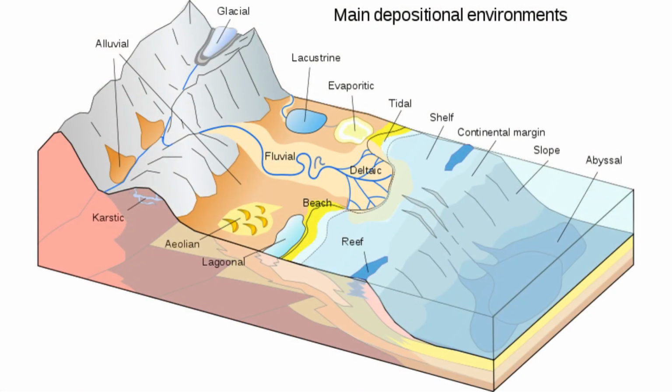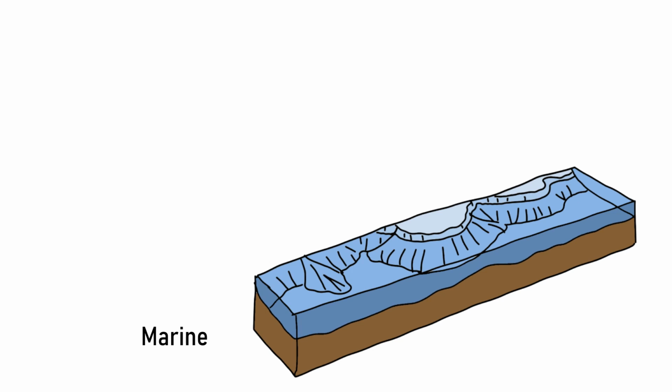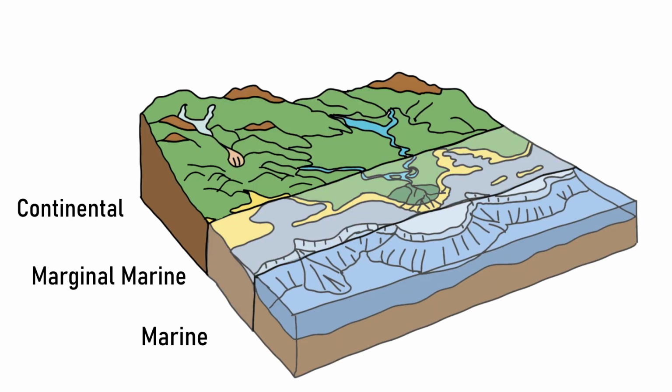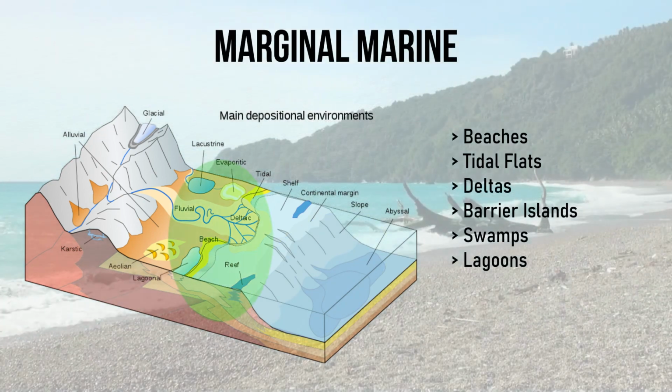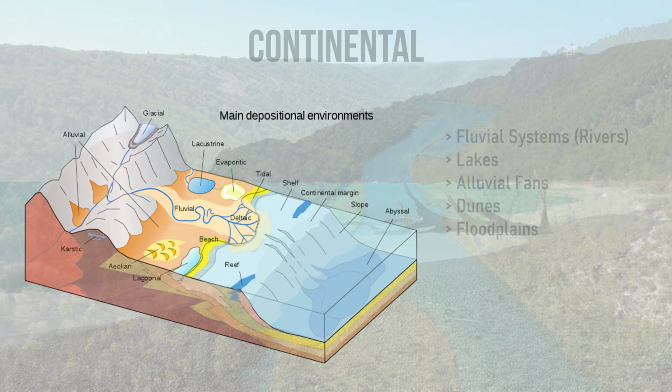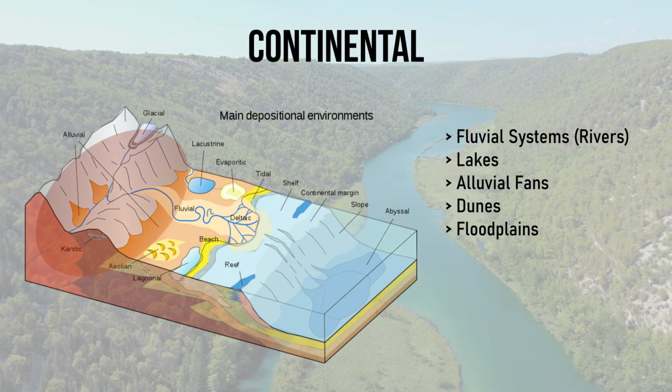There are 3 main depositional environments: marine, marginal marine, and continental. Marine environments are based in the ocean. Marginal marine environments are found along the edges of continents. Continental environments are found in land or terrestrial areas.